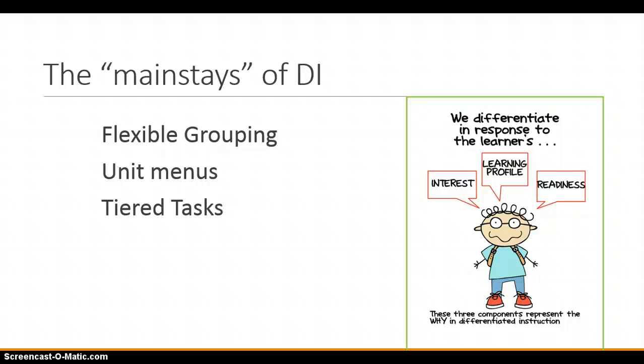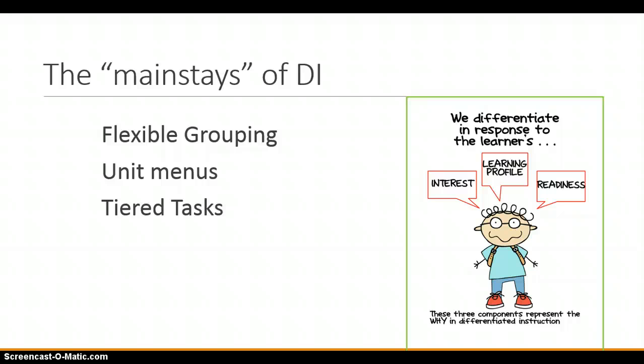The first is flexible grouping, and flexible grouping means that we move kids around. It's as simple as that. If they share an interest in something or they share an ability in something, and that ability would cause them to be more efficient in the learning process by working with a partner, working in a small group, working in a larger group where they all manage in the same way, you group them that way. It's pretty much common sense, I would think.